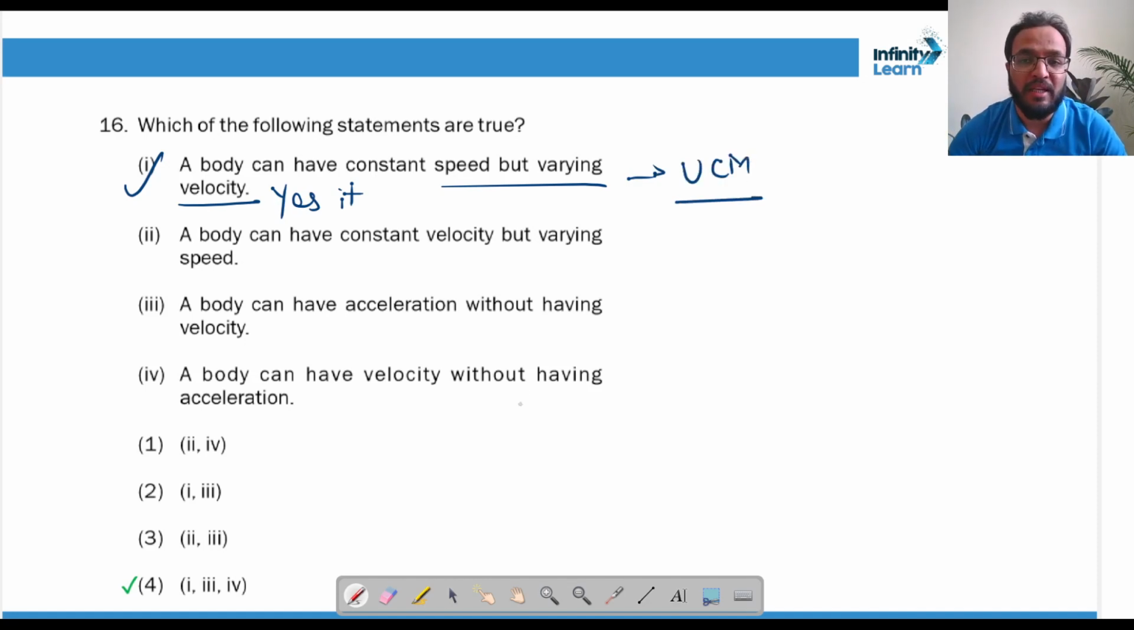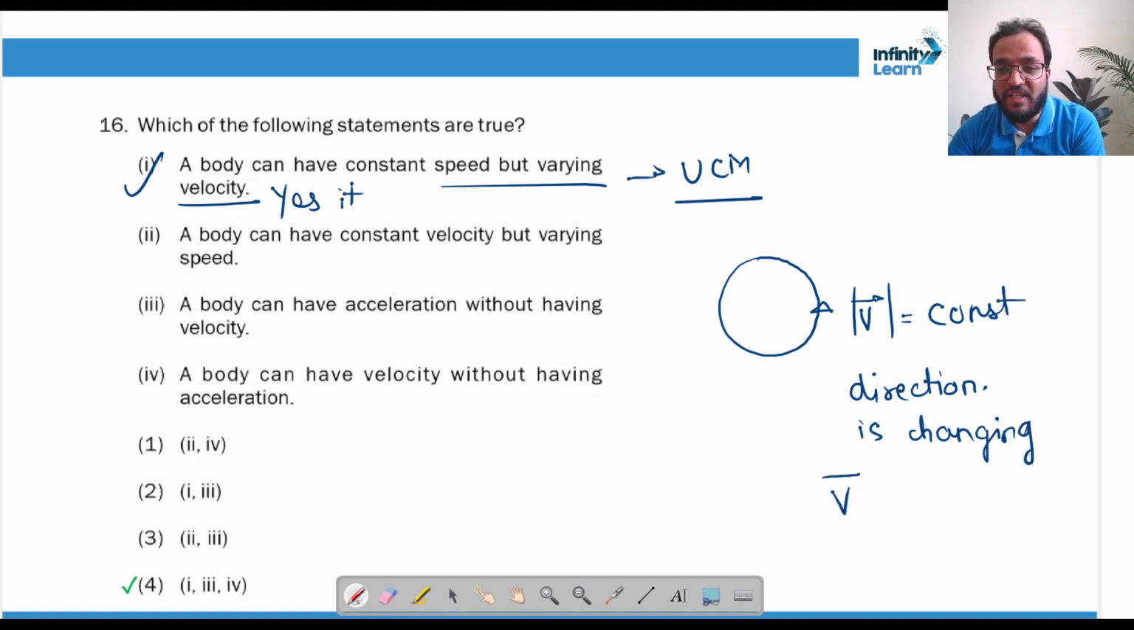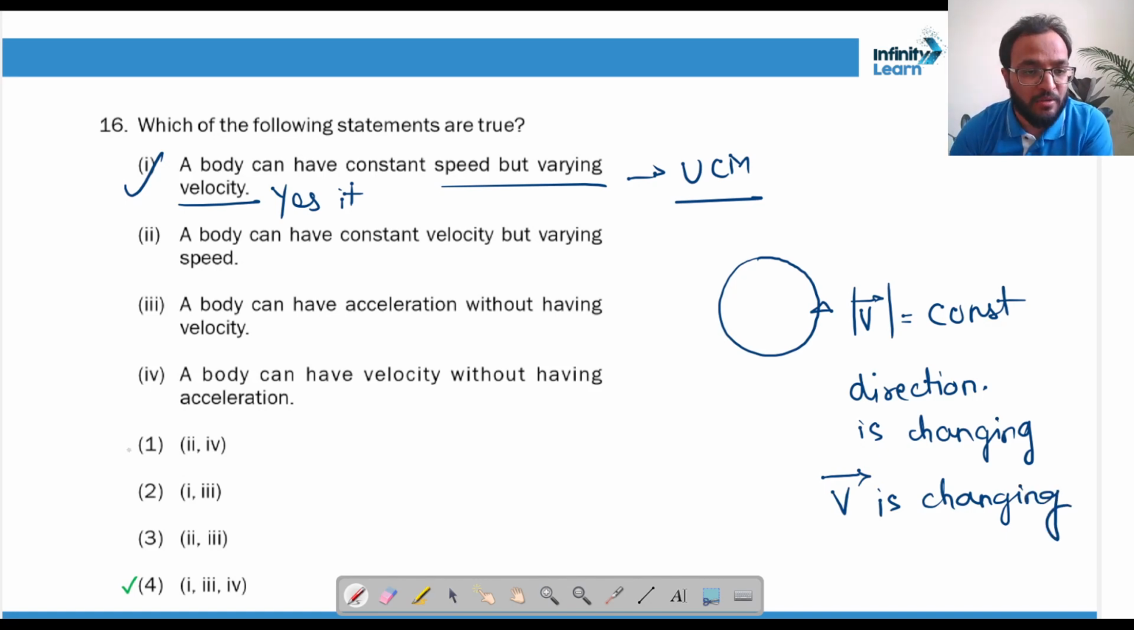Yes or no? In uniform circular motion, the object is moving with a fixed speed. Speed is fixed. That means the magnitude is fixed. But the direction is constantly changing, and hence velocity is changing. So we can say yes, vector V is changing, but its magnitude, that means its speed, is constant. So yes, it's a possibility. So this option is wrong. This option is wrong because these two options are not containing the first option.